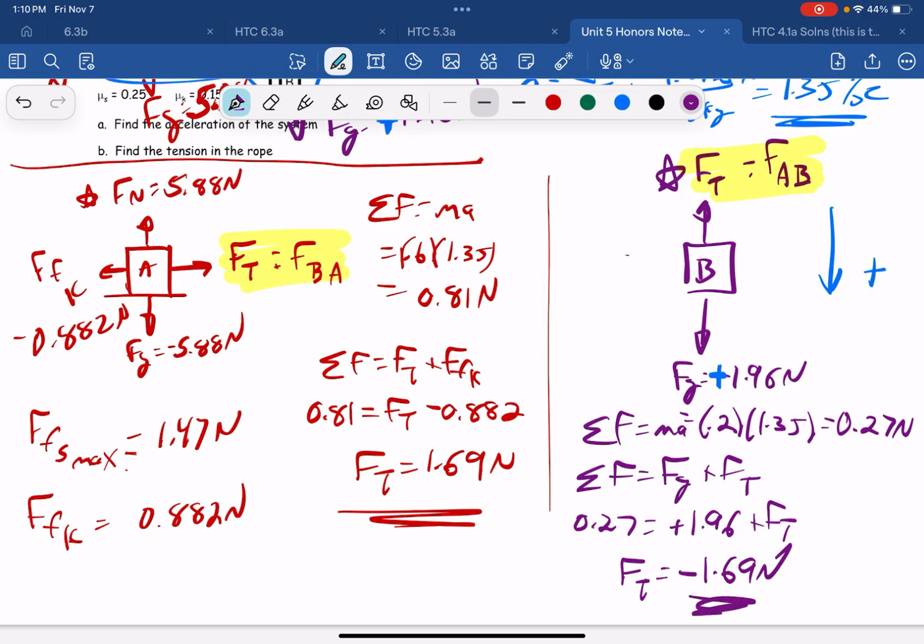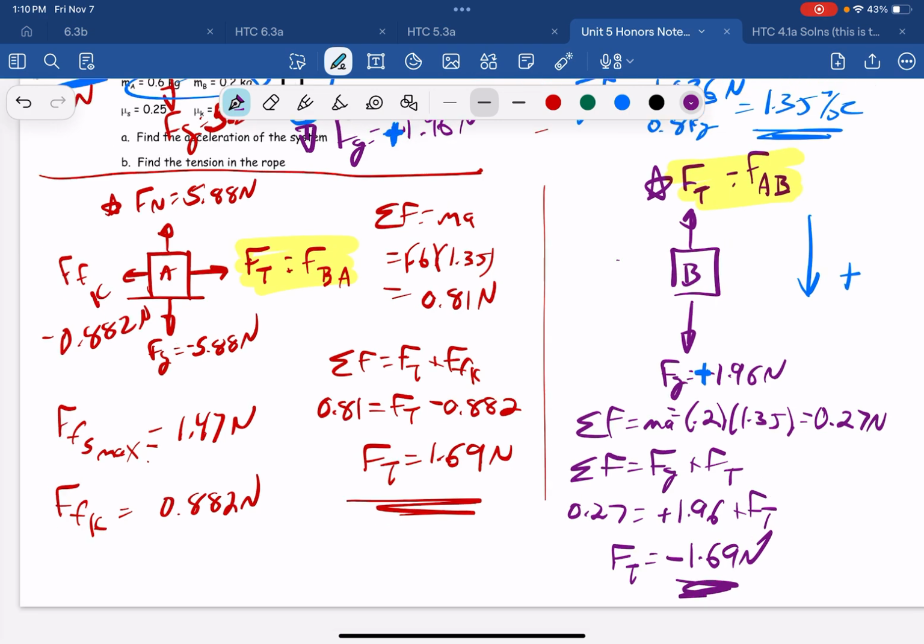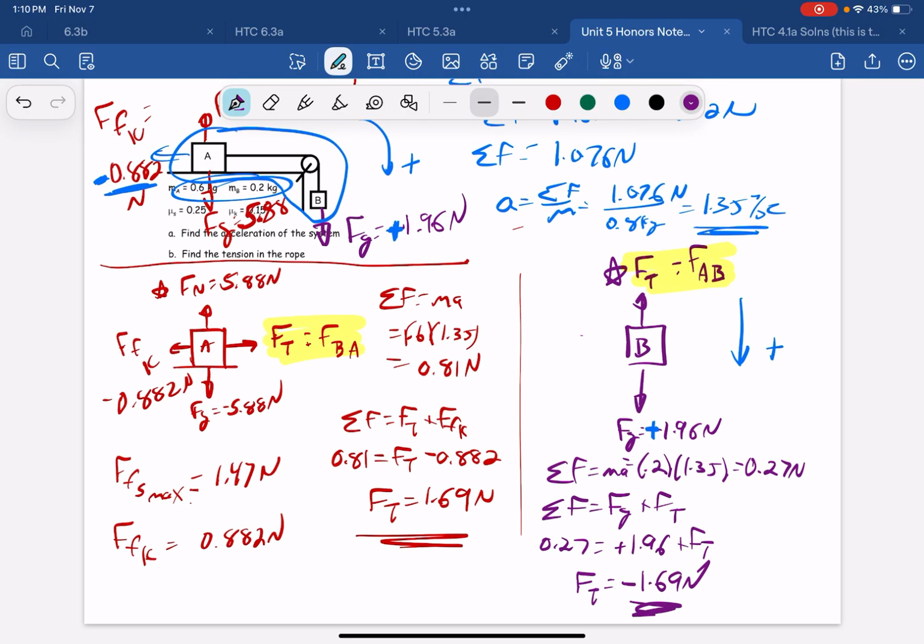All right. So that is how to solve systems of objects problems, okay? These are long problems. They're kind of a drag, but on the bright side, once you figure out how to do them, the process is always the same. All right, so there we go.